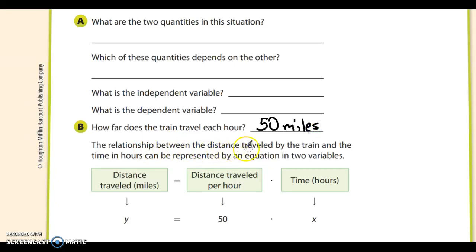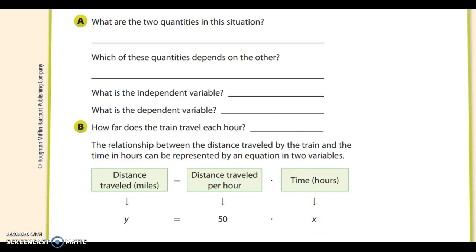The relationship between the distance traveled by the train and the time in hours can be represented by an equation in two variables. The distance is going to be y, and that's going to be equal to 50 times x. The reason is that we already decided that it's 50 miles per hour, and x is going to be time in hours, so it's 50 times x. We can take x out and replace it with a 1, that'd be 1 times 50. We could replace it with a 2, that'd be 2 times 50, which is 100. And you can see that on the table.